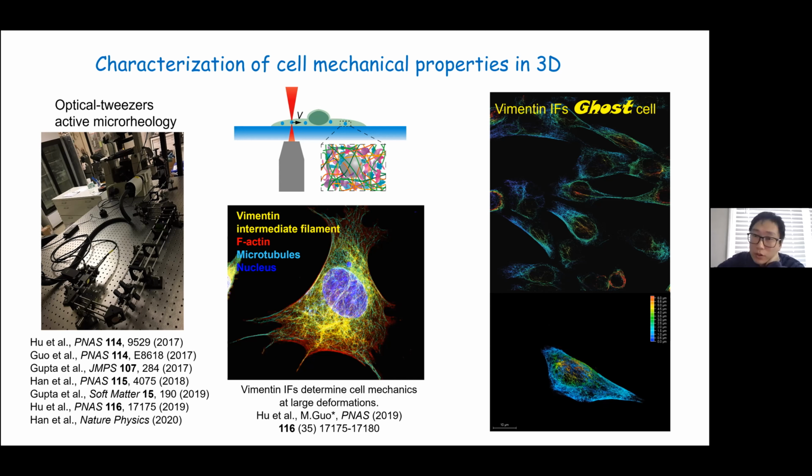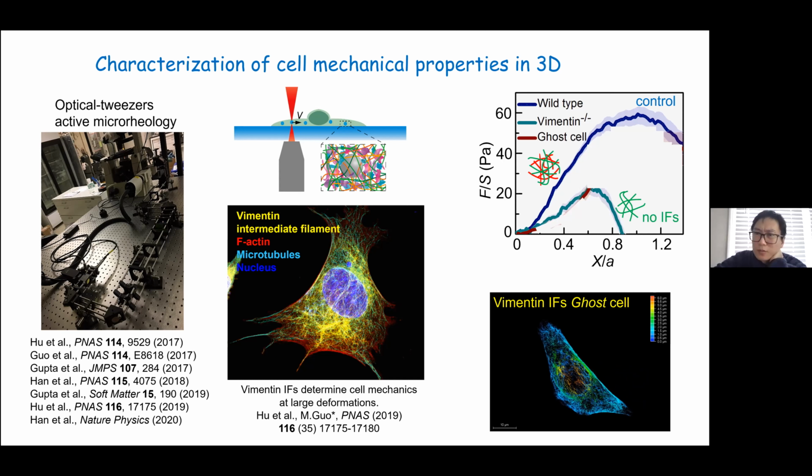And the way we do it is, again, very simple. We just put particles in before we start this preparation, and then we go through all the steps. In the end, we have a network of intermediate filaments with particles trapped inside, which allows us to, again, use our optical trap to play with and measure it.